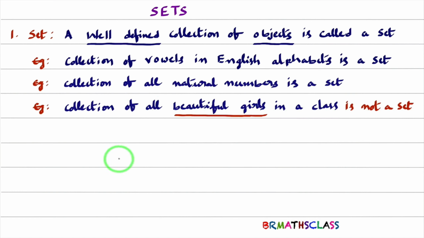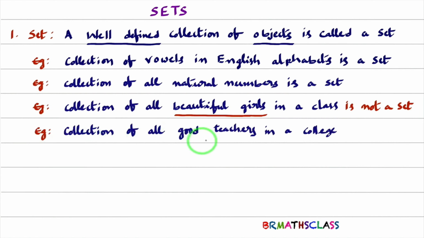Now, we will try to understand this with one more example. Observe here the collection of good teachers in a college. Suppose for a particular teacher, you may feel that teacher is good. The other person may not feel that the same teacher is a good teacher. So good teacher, the word itself, is a vague term. It is not well defined.